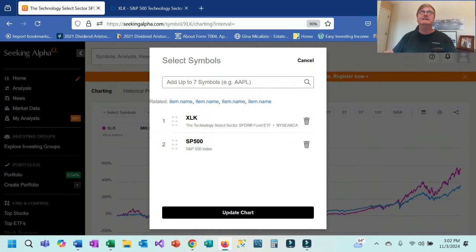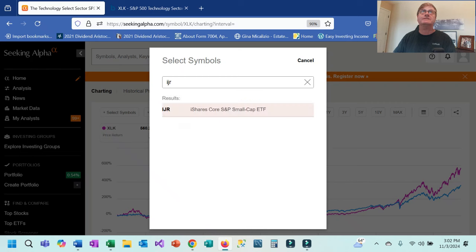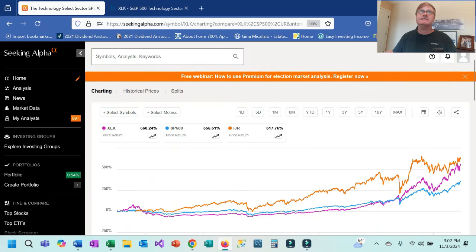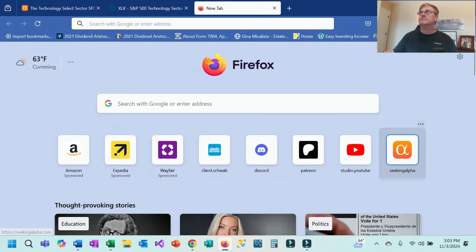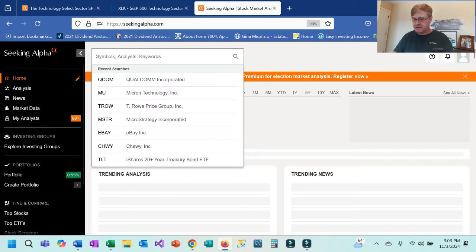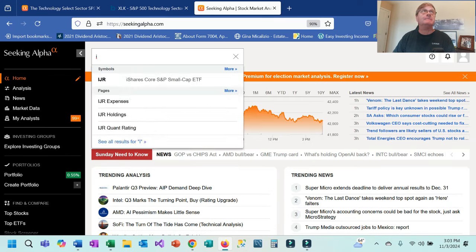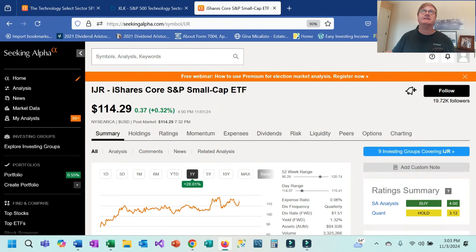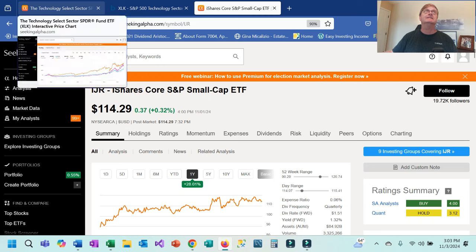What I like to do here is add in IJR, which is one of my favorites too. And let's see how it compares. And you can see IJR, which is the orange, actually outperformed both since 1999. And IJR is, we can look at it. Let's open this, just so I tell you correctly. And I've been trading with it for a long time. It's the iShares Core S&P Small Cap ETF. So it's healthier companies than what's in the typical Russell 2000.